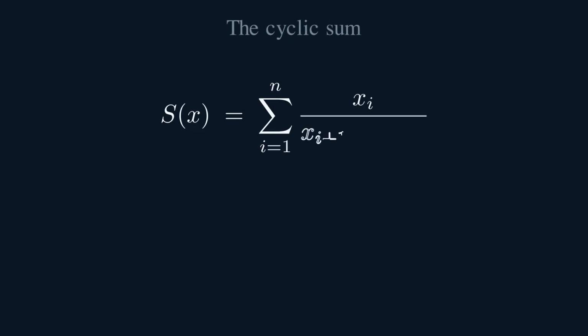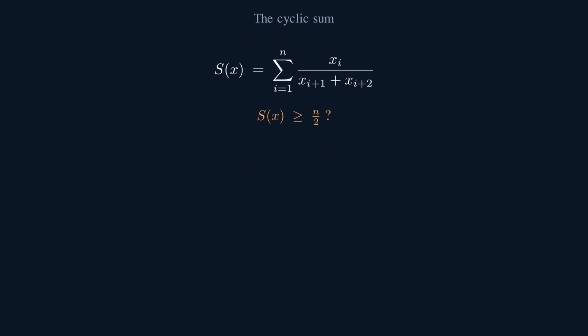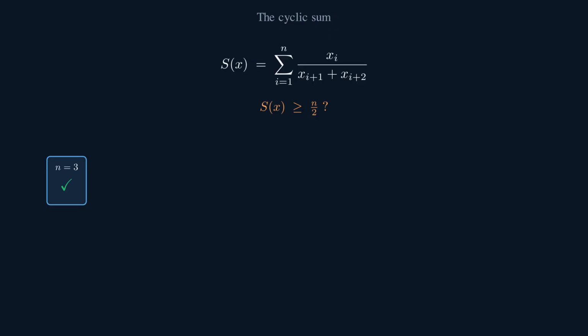The natural move is to ask the same question for n variables. Wrap the indices around a ring and sum every term divided by the next two. The guess is the obvious one. The sum should be at least n over 2.